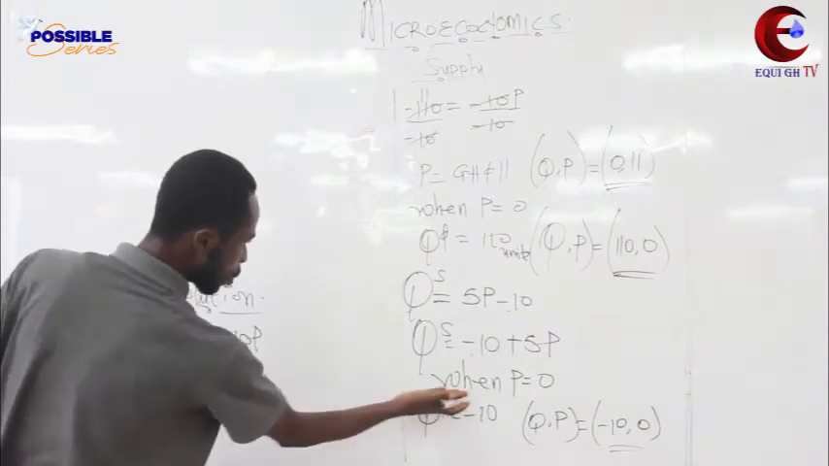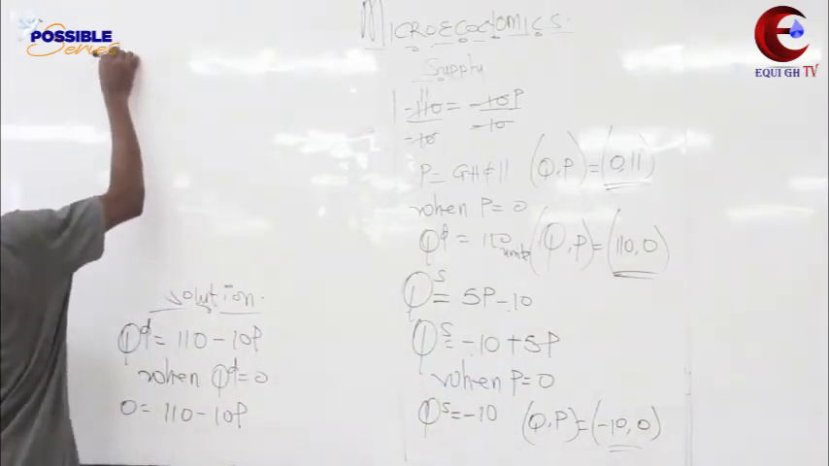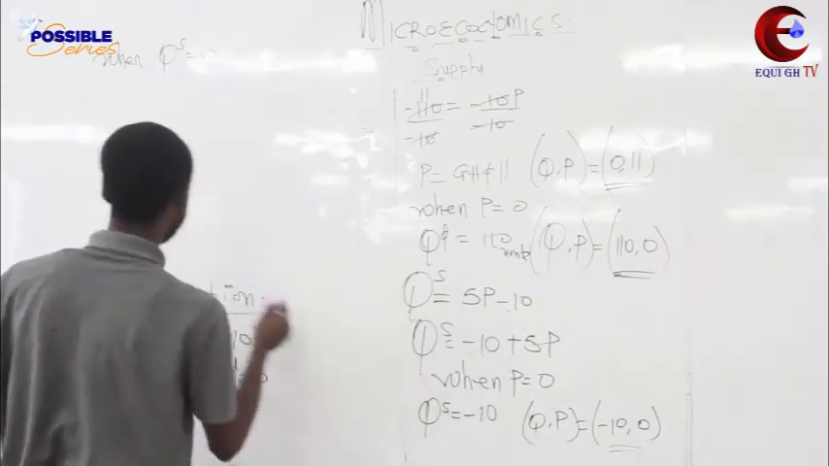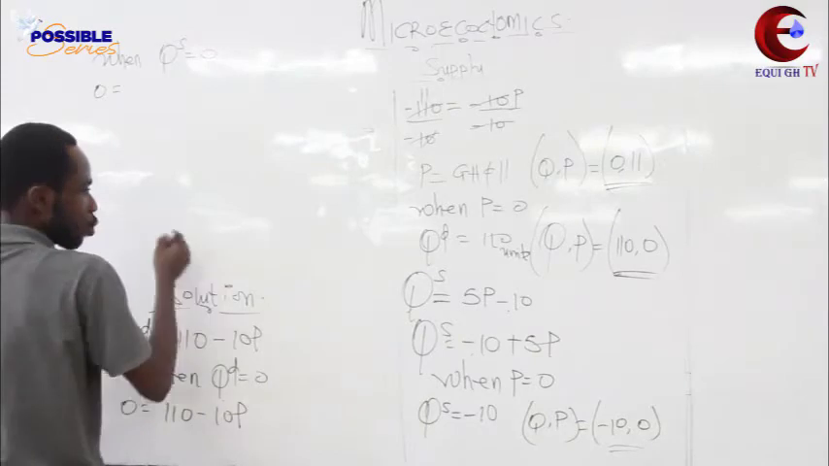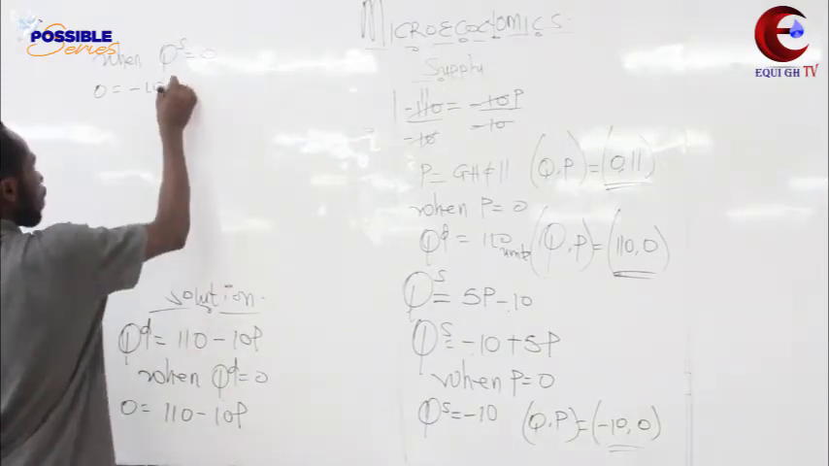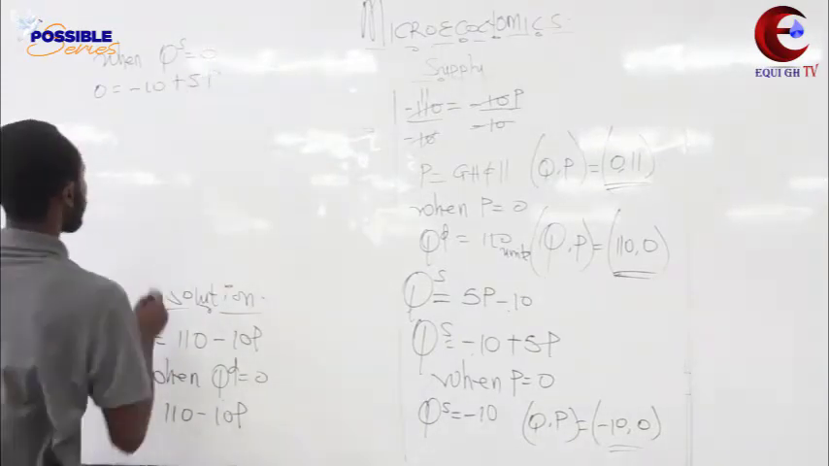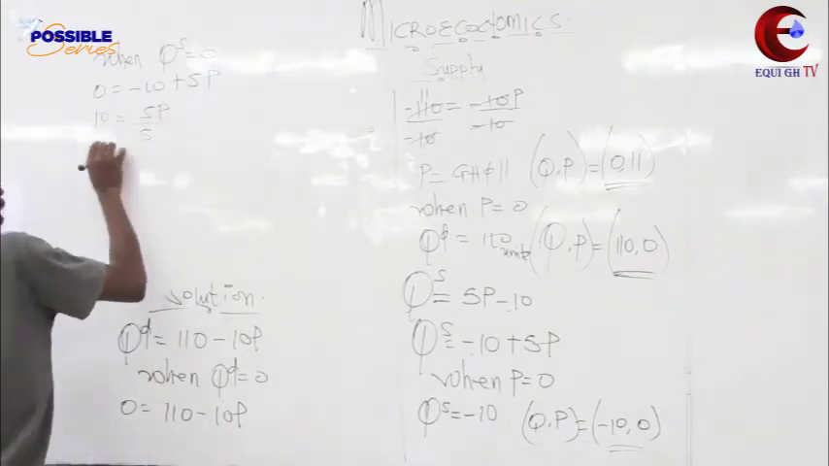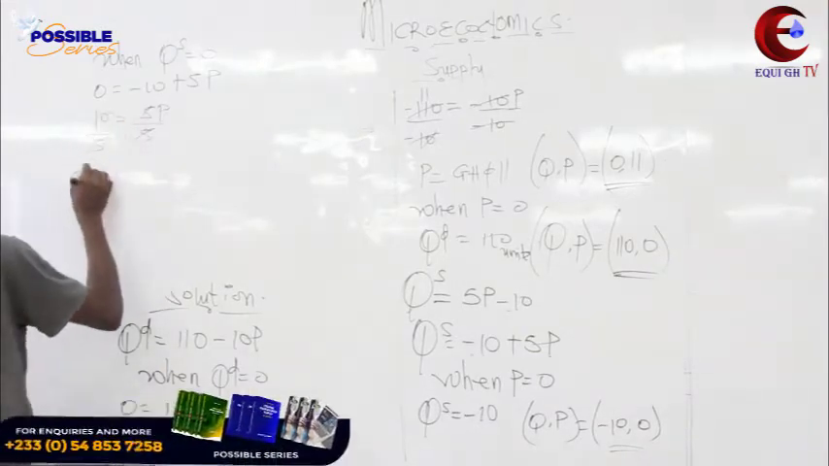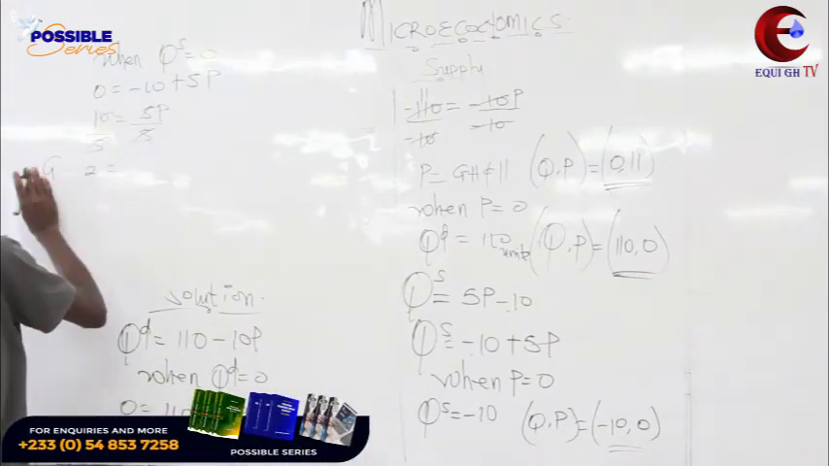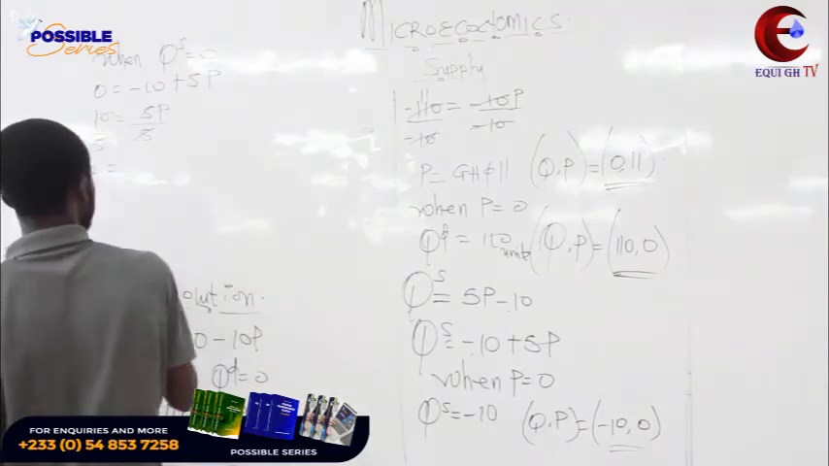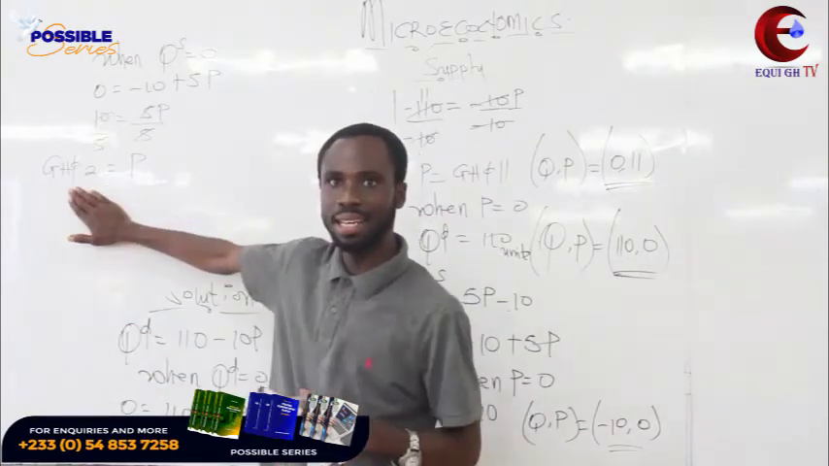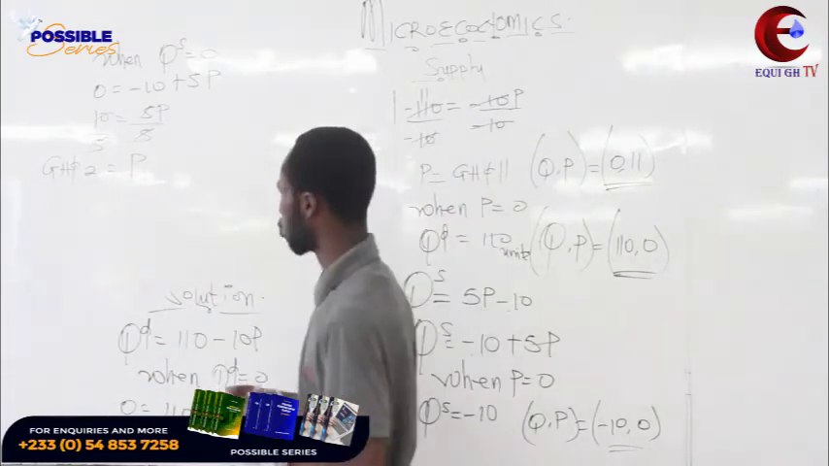So the second point here is when Qs is equal to 0, we have 0 equal to negative 10 plus 5P. So we bring this one here, we get 10 equal to 5P, we divide here by 5, divided by 5, this one cancels this, we get 2 Ghana cedis, P. I hope it makes sense. 2 Ghana cedis, P. Nice one.